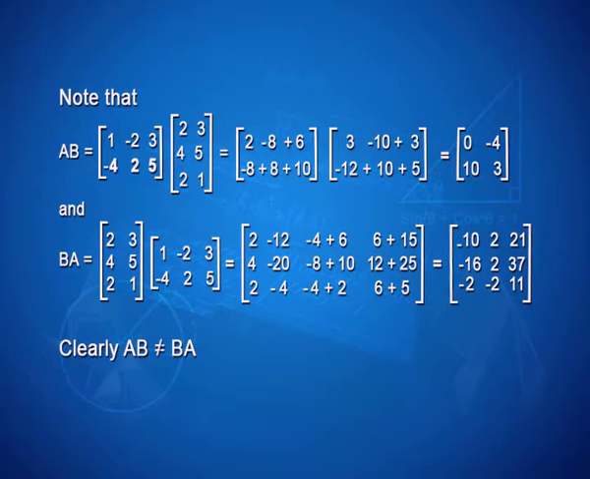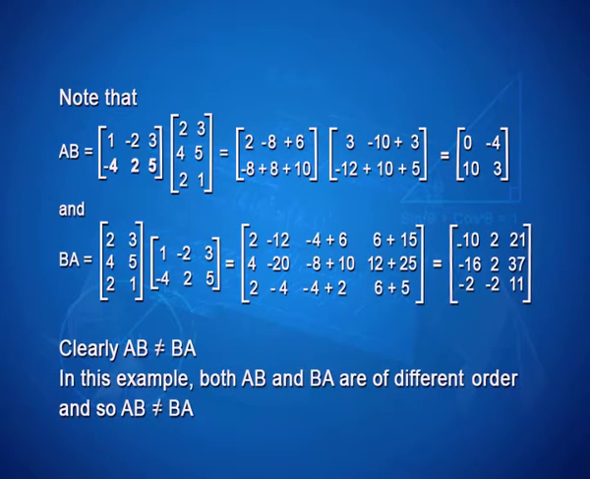Clearly, product A into B is not equal to B into A. In this example, both AB and BA are of different order, and so product AB is not equal to product BA. But one may think that perhaps products AB and BA could be the same if they were of the same order, but it is not so.